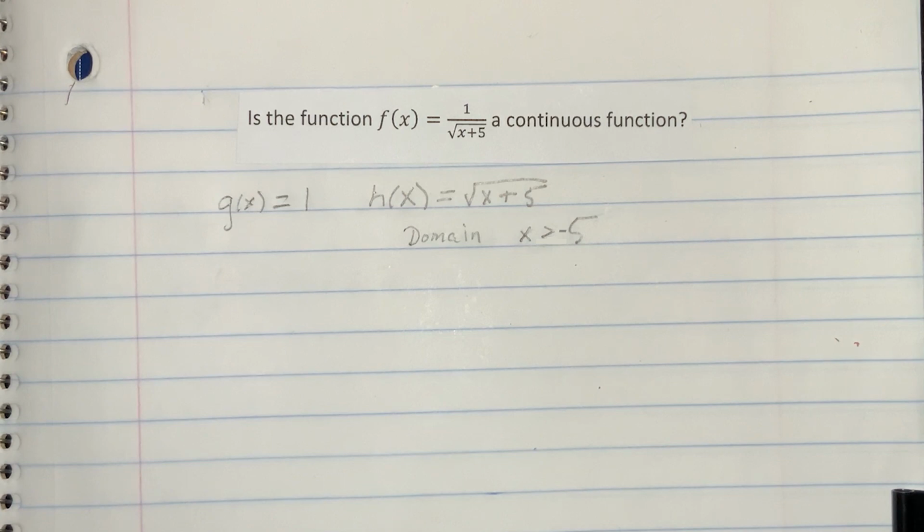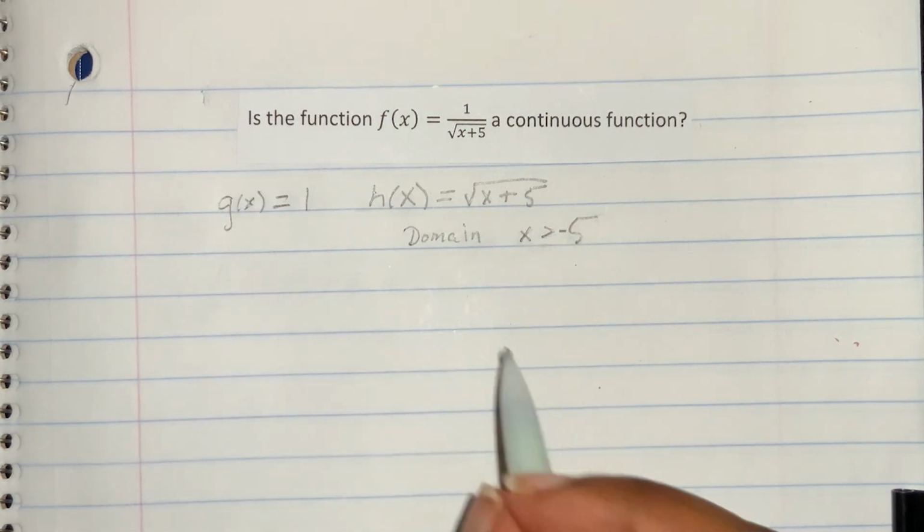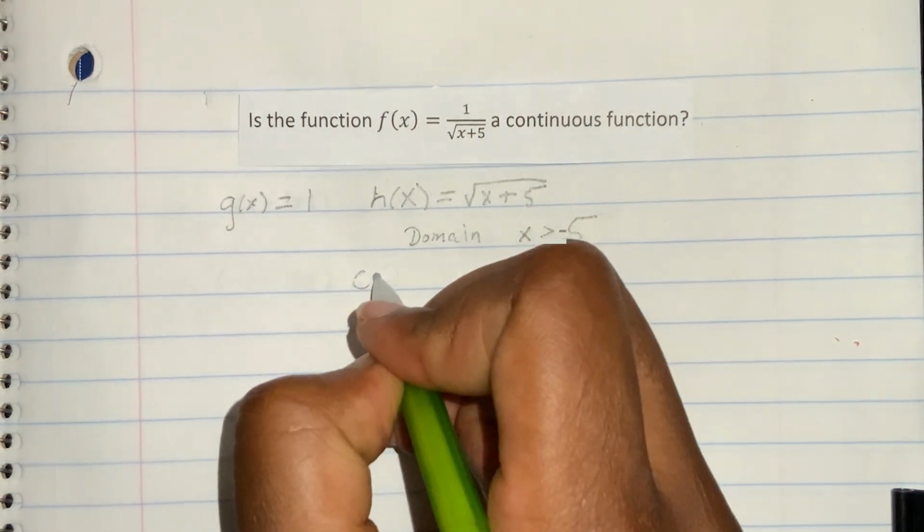And so by using the 2 parts of our function, we know that one is continuous along our domain. And we know that the square root of x plus 5 when x is greater than negative 5 is also continuous along our domain. Therefore, we can establish that our function is a composition of continuous functions, which makes our function f of x continuous.